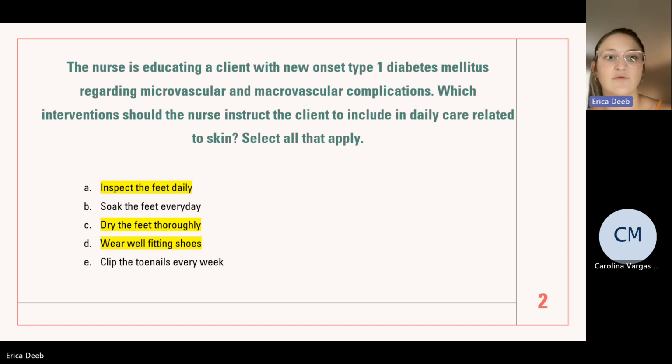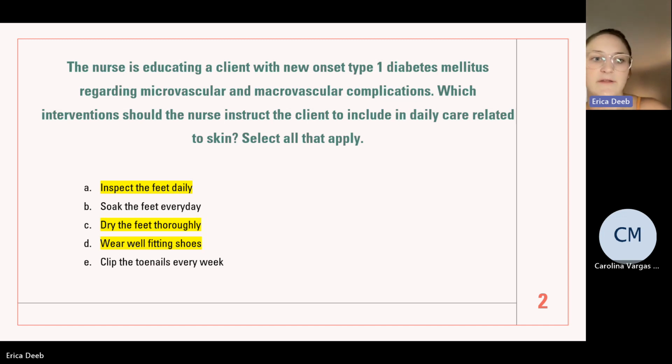And then D, they need to wear well-fitting shoes. It's usually recommended that they get specially fitted shoes that are a few sizes bigger. So you'll learn about that as well, but that's something to know. Not wearing flip-flops is really important. They need to be wearing sneakers all the time so that their feet can't get injured.